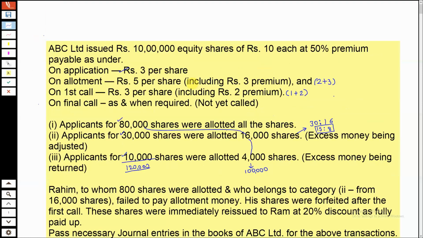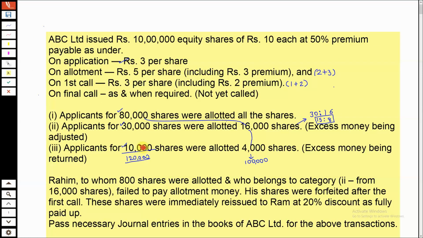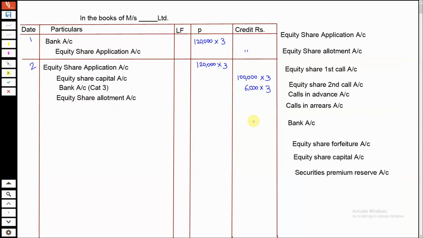So from the question you can understand. Look, 30,000 पर 16,000 शेयर्स दिया है, यानी 14,000 शेयर्स पर एक्स्ट्रा पैसे हैं. सो ऑन दिस 14,000 शेयर्स ये एक्स्ट्रा पैसे मैं एडजस्ट कर दूंगा फॉर माई नेक्स्ट स्टेज. नाउ जर्नल एंट्री इज कंप्लीट.